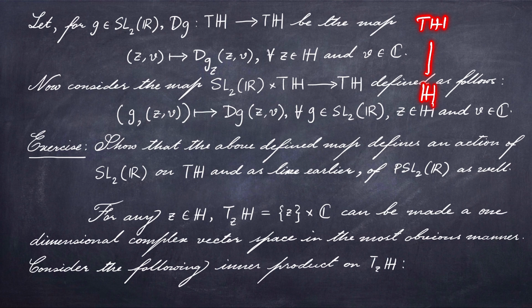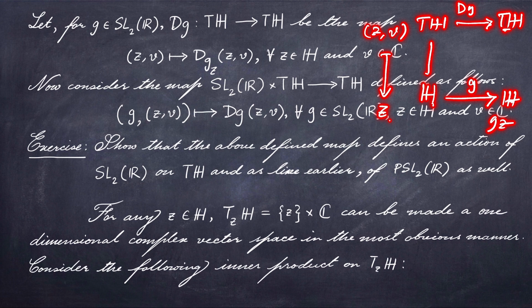We do have a map from TH to H. So what is this map? Given a point GZ comma V, we can simply project it on H. Now for any G, we have this map from H to H that sends Z to GZ. And on the other hand, here also we have this map DG. So DG sends Z comma V to TH, right? So what's the first component of DG of Z comma V? You see this is GZ. So therefore now when I again project that, it will come to GZ.